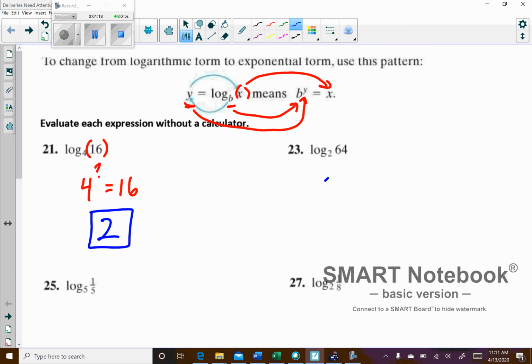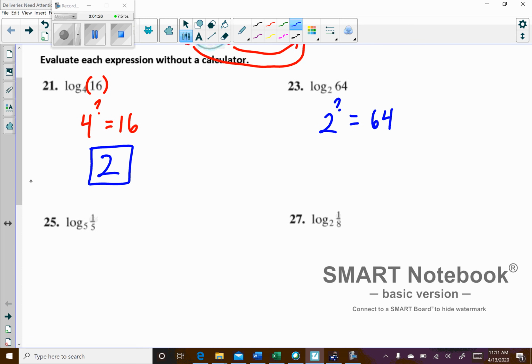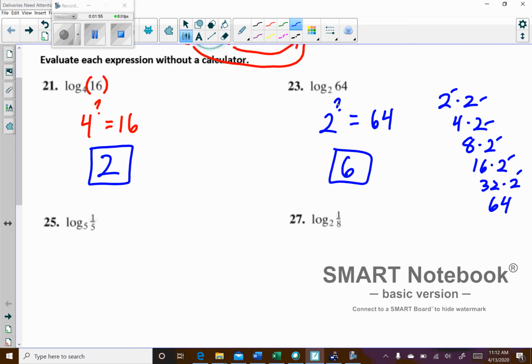So on this next one, we're going to have 2 to what power equals 64. And so you might be a little unsure about that one. You might have a good guess, but what you might want to do is basically start with a little 2 times 2. Okay, that's 4 times 2. That would give me 8 times 2, 16 times 2, 32 times 2, 64. So it took me 1, 2, 3, 4, 5, 6. It took me 6 factors of 2 to reach 64. So that is my answer, 6 right there. So 2 to the power of 6 is 64.